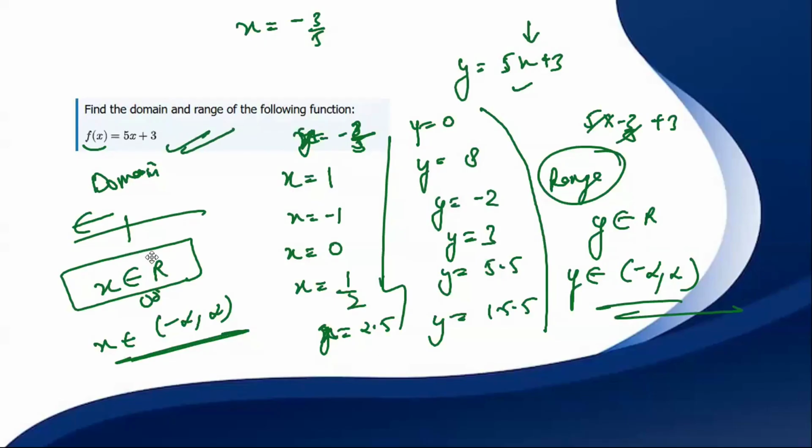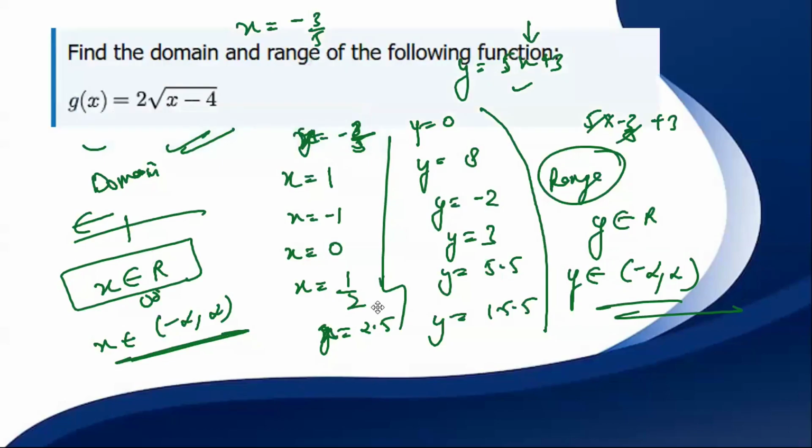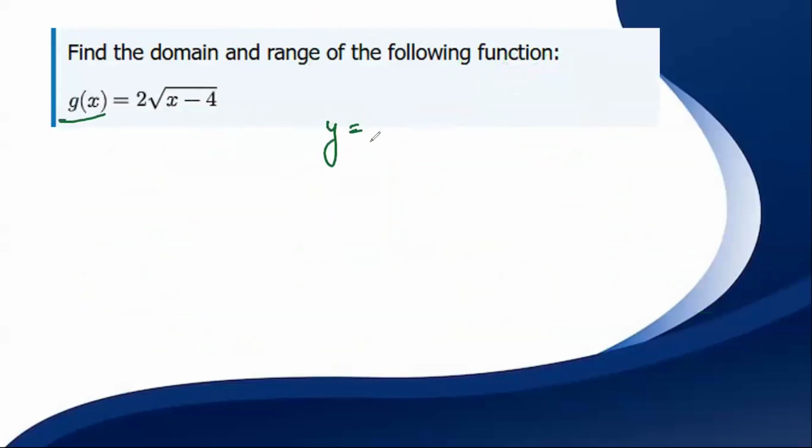Now let's discuss the second function. The function is y = 2√(x − 4), taking g(x) as y only. I know that to get a real value, I should not have a negative value inside the square root. So I first take x as 4. When I take x as 4, my output is 0, because 4 minus 4 is 0, square root of 0 is 0, and 0 into 2 is 0.